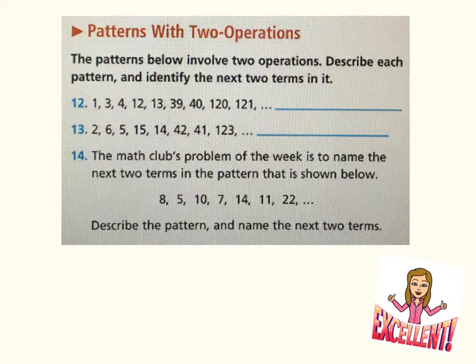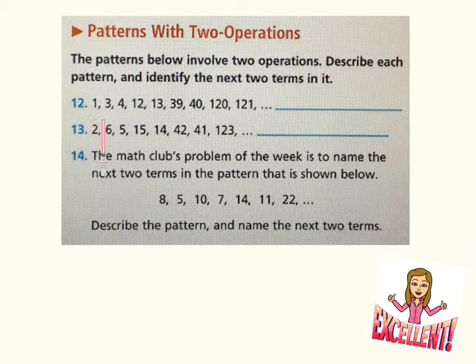All right, so on this page, we're actually introducing a challenge. So this time you're going to be doing patterns that have 2 operations. So that means we're going to describe each pattern and then identify the next 2 terms. So that means how you get from the first term to the second term is different than how you get from the second term to the third term. So there's 2 different operations happening.